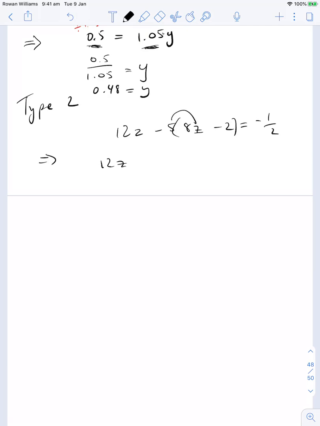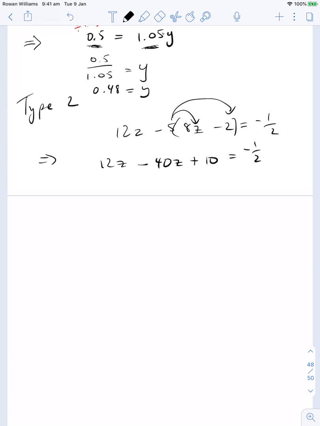Now I've got minus 5 times 8z and minus 5 times minus 2 when I expand out my brackets. So I'm going to have minus 40z and, that becomes a positive, minus 5 times minus 2 equals plus 10, equals minus a half.